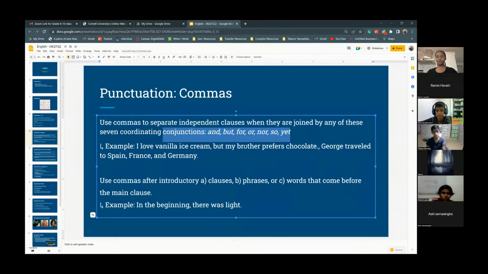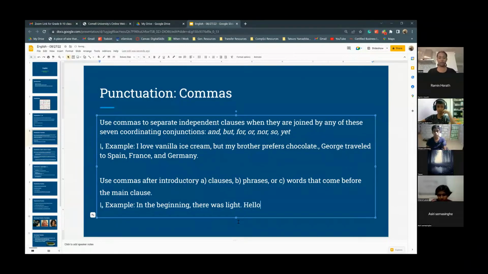Teacher, excuse me, I have a doubt about the second point mentioned in the presentation: use commas after introductory clauses and phrases. Can you please go over that? Absolutely. By introductory clauses, phrases, or words, they mean any form of introduction to anything in a sentence. For example, in the beginning would be considered an introductory clause. That's something we use to introduce a topic or even to introduce ourselves.